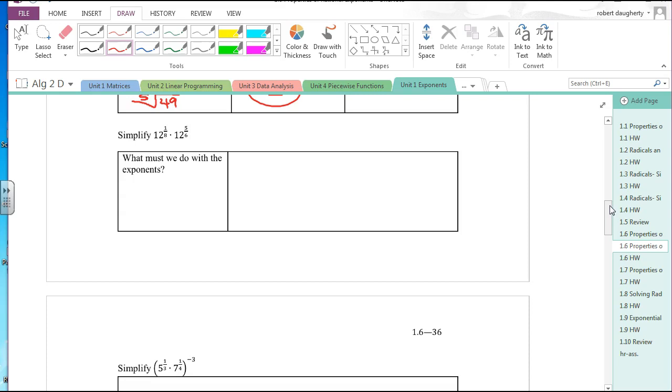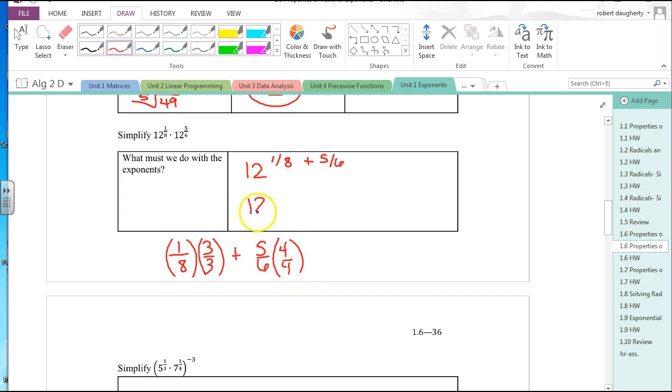Okay? So look at this one, 12 to the 1/8 times 12 to the 5/6. What do we do with the exponents here? We add them. So this is 12 to the 1/8 plus 5/6. Okay? How do I add 1/8 and 5/6? Just adding fractions. I'm going to have to multiply 1/8 by 3 over 3, plus 5/6. I'm going to have to multiply that by 4 over 4. My common denominator is going to be 24.